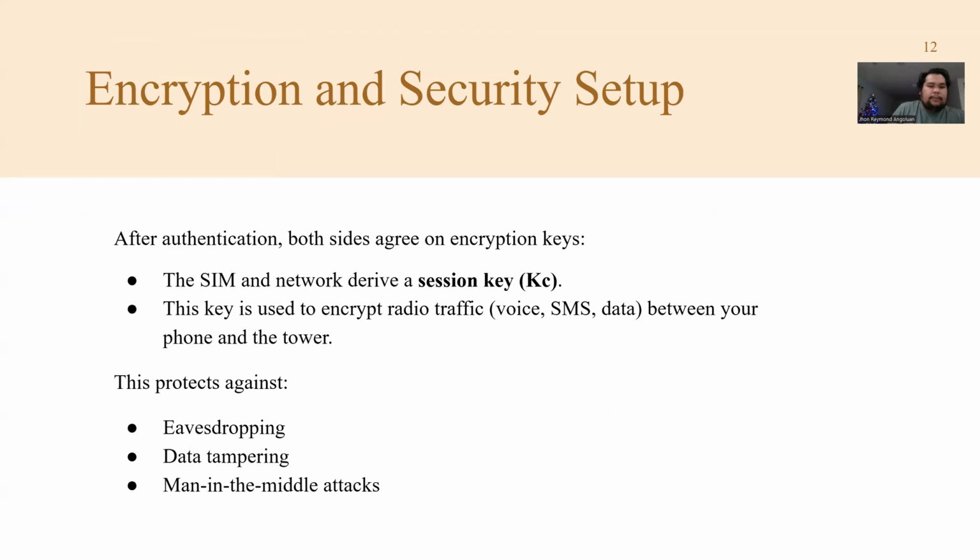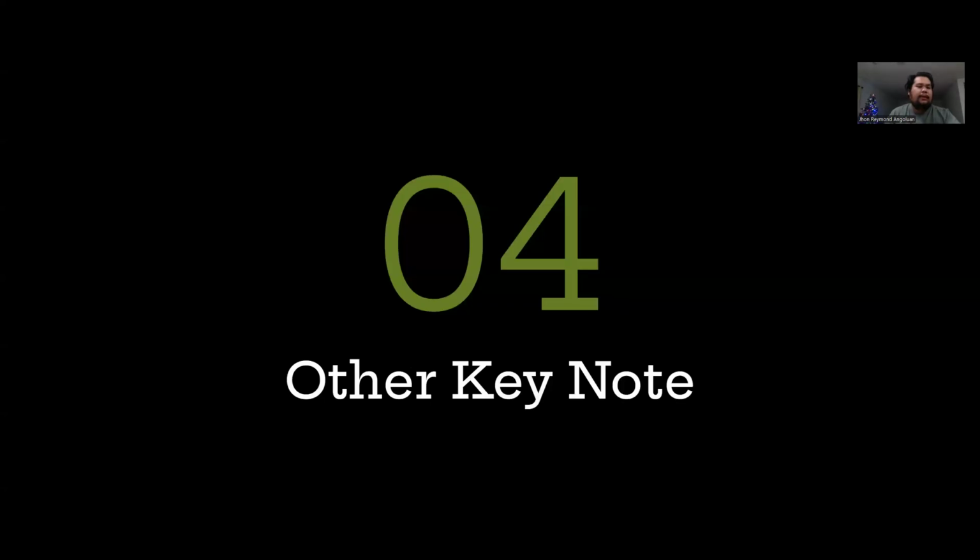After the authentication, both sides agree on an encryption key. The SIM and the network create a session key. This key is used to encrypt radio traffic between the phone and the tower. This protects against eavesdropping, data tampering, and man-in-the-middle attacks.